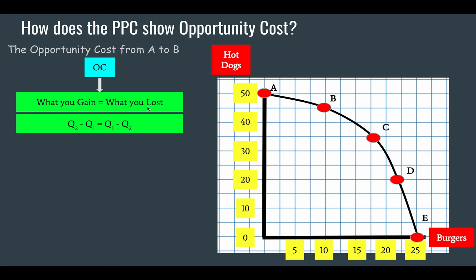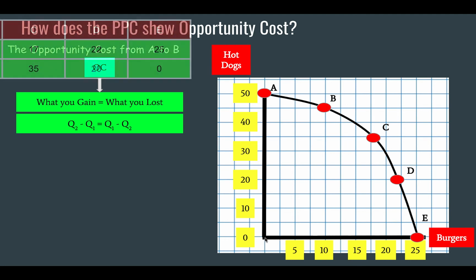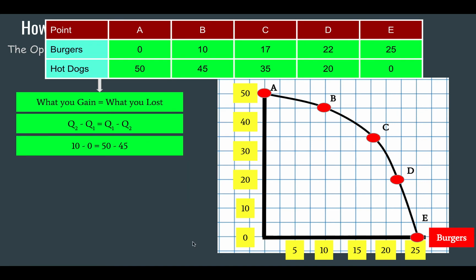This is really important to do, to set it up in this way, like I said in the last video. Now, what are we gaining? What we are gaining is burgers, right? So that's the first thing. The burgers are going to go on the left here. So it's Q2, which is 10, minus Q1, which is 0. So I'm going to give you the answers here, which is 10 minus 0. And then what did we lose? Well, we went from 50 hot dogs at point A to 45 hot dogs at point B. So what we lost was 5 hot dogs.